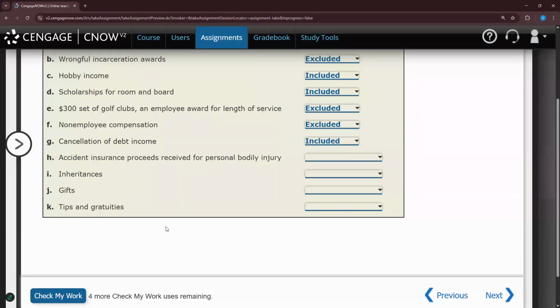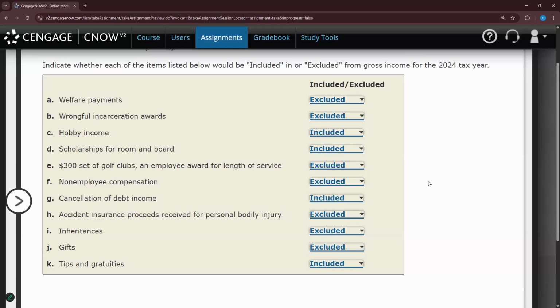H, accident insurance proceeds received for personal bodily injury. So in this case, this would be excluded. Inheritances, right? If someone left something behind for you, this would be excluded. Gifts would also be considered excluded. And then lastly, tips and gratuities. So if you work at a hair salon, if you work at a restaurant, tips and gratuities are considered taxable income. So again, the general definition for gross income is all income from whatever source derived. And unless there is an exclusion within the tax law, you can basically look at it as Uncle Sam considers it taxable. So something to definitely keep in mind.